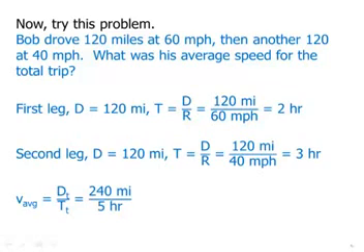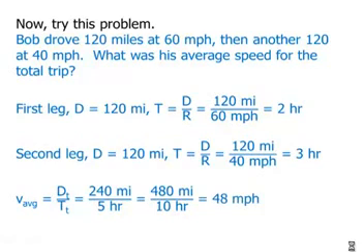So 240 divided by 5. I'm actually going to multiply numerator and denominator by 2, so that I'm dividing by 10 instead of dividing by 5. That makes it much easier. And this divides to 48 miles per hour. 48 miles per hour, not 50 miles an hour, is the correct answer.